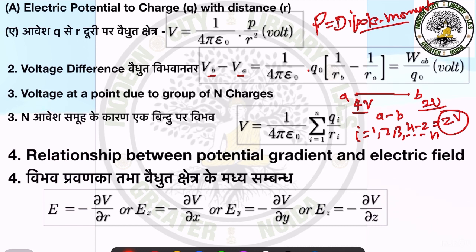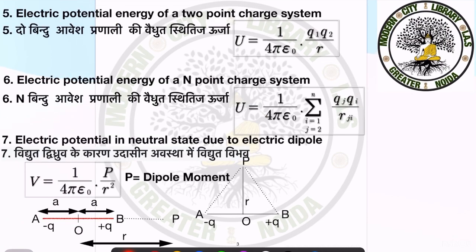Then what is the relationship between the potential gradient and the electric field? The electric field E is equal to minus dV over dr. On the X axis, it is minus dV over dX. In the Y axis, the electric field is equal to minus dV over dY, or Ez equal to minus dV over dz.